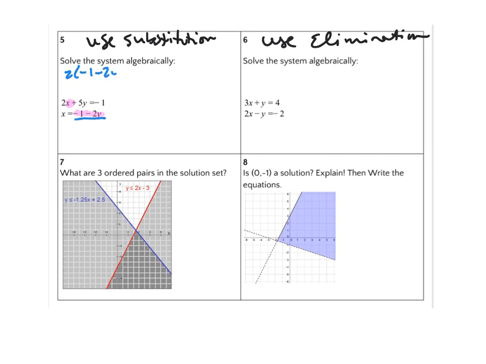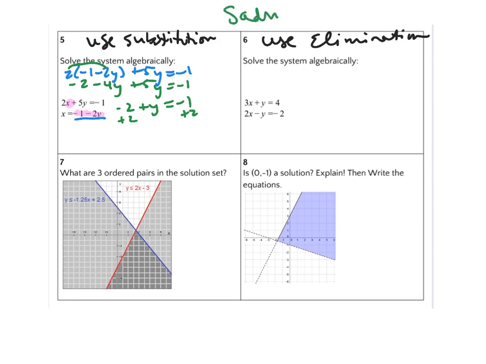Negative 1 minus 2y plus 5y equals negative 1. Solve for y. First I have to distribute though. So negative 2 minus 4y plus 5y equals negative 1. Combine like terms. Negative 2 plus y equals negative 1, so add 2. Right? Sad math for life. y equals 1. Okay, you're halfway there.